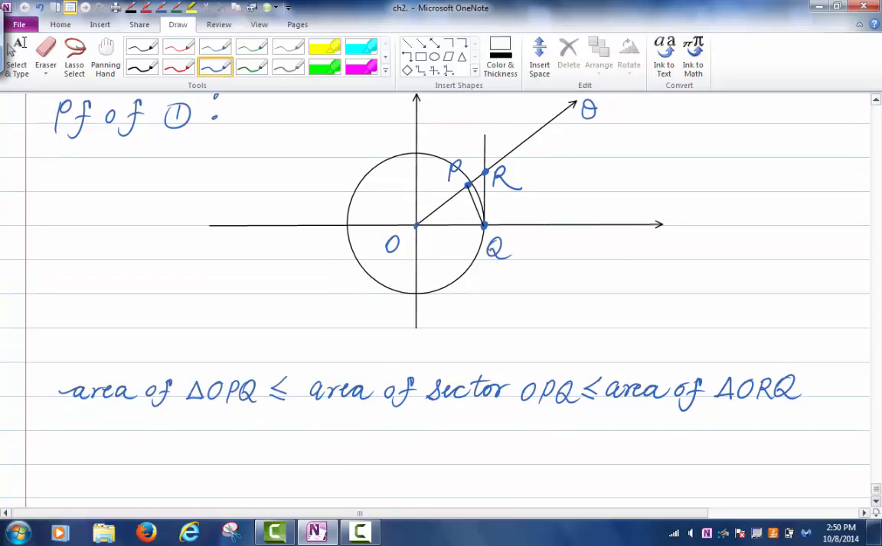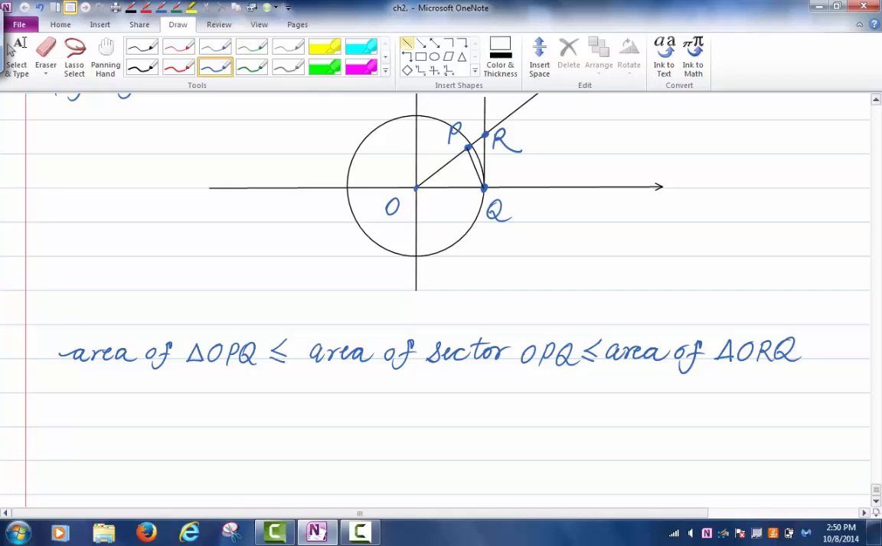Okay, can someone tell me what's the area of OPQ? Well, let's say the height of OPQ is h. So this would be what? Half of h times the length of the base, which would be the length of OQ, yes? Less than or equal to the area of the sector, which would be half of r squared times theta, right? But what is the radius here? The radius here is 1 because I took the unit circle.